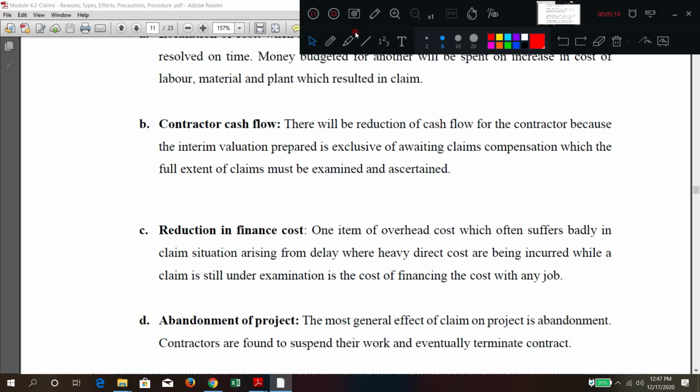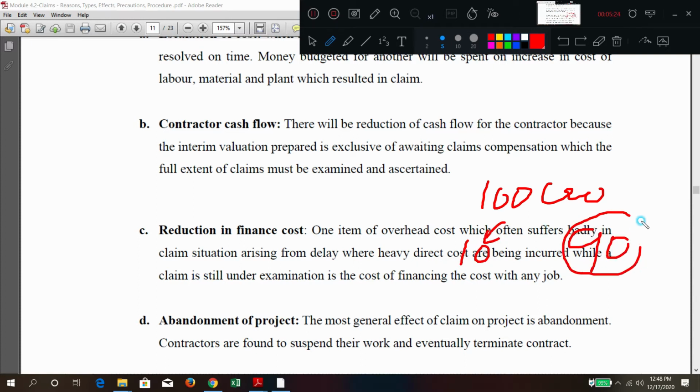Third is reduction in finance cost. Obviously, he has allotted 100 crores for this project. Suddenly, some 10 crores have gone for claim settling. So within 90 crores only, he has to complete the job. So that is the reduction in finance cost.